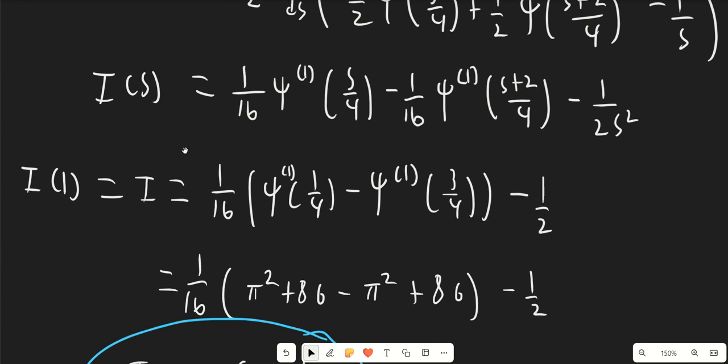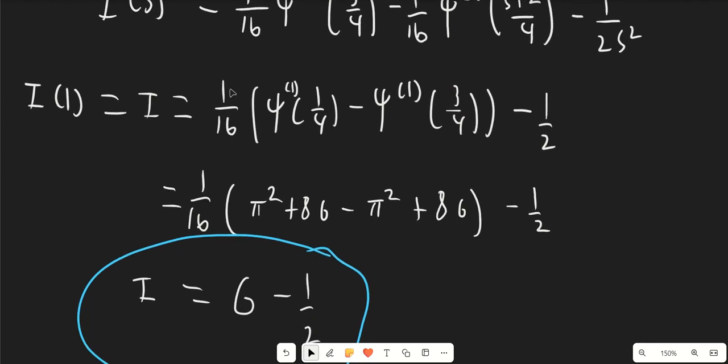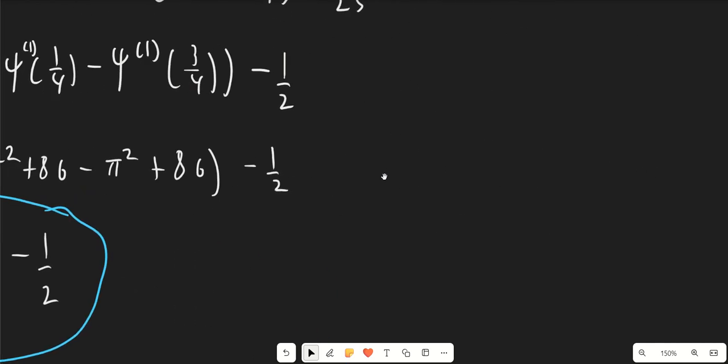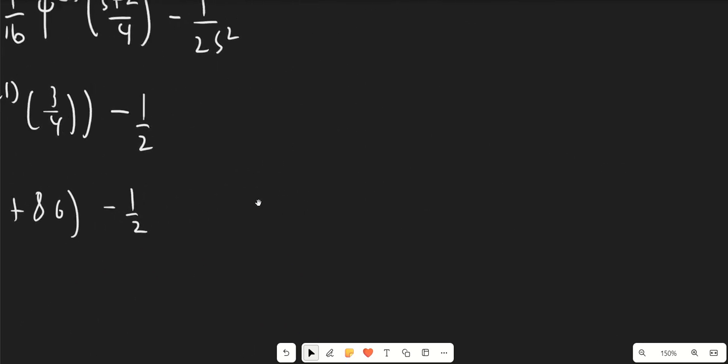And now all we have to do is plug in our value of s, which is going to be 1, because as we discussed earlier, I(1) is just I. And this is going to be 1/16 times trigamma(1/4) minus trigamma(3/4), all minus 1/2. We substitute in the derived values for this. And actually, it's easier to write out what trigamma(1/4) and trigamma(3/4) are. I'll demonstrate this off to the side here.